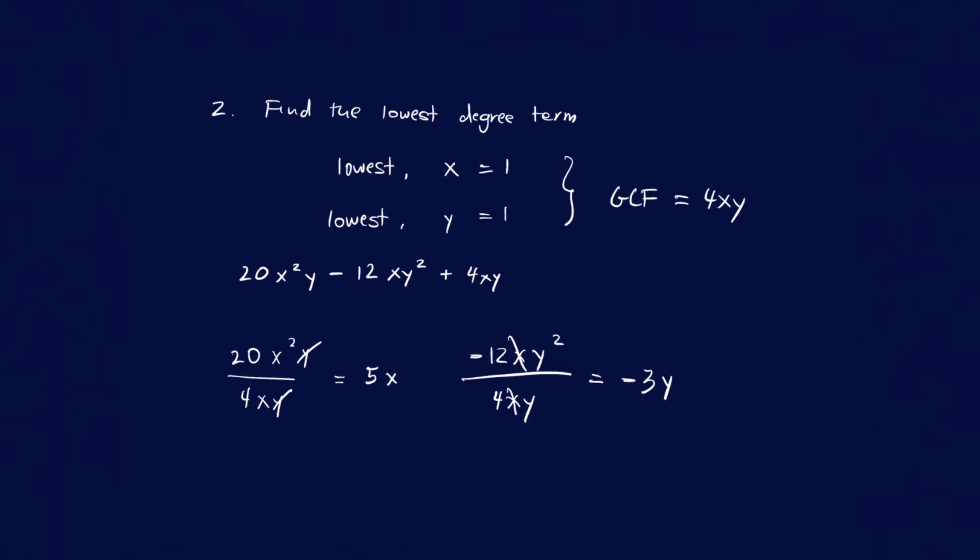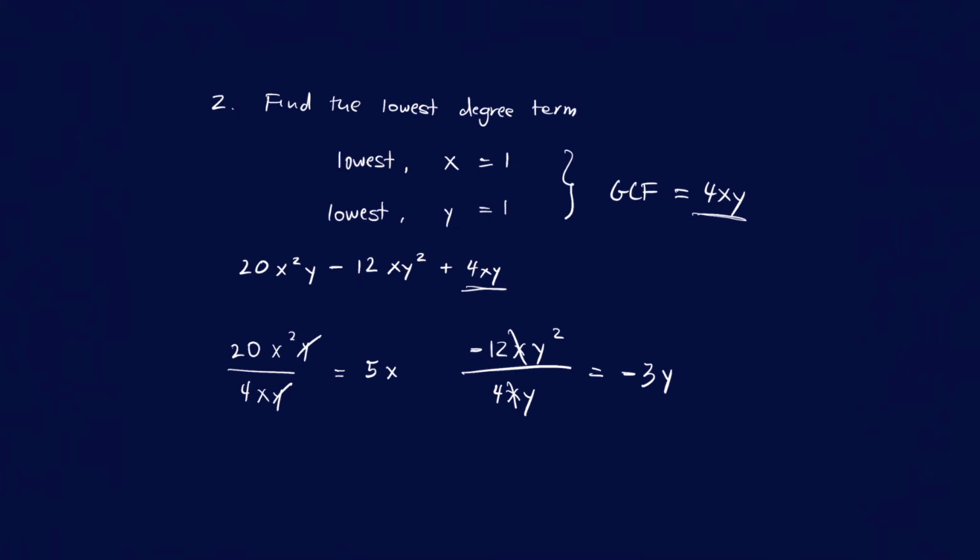Then the last step is 4xy divided by 4xy, and both of those terms are equal, so the factor for that term is 1. So if we want to write out our final answer, we get 20x squared y minus 12xy squared plus 4xy is equal to 4xy, which is our greatest common factor, multiplied by 5x minus 3y plus 1. So there we have it. There's the fully factored form.